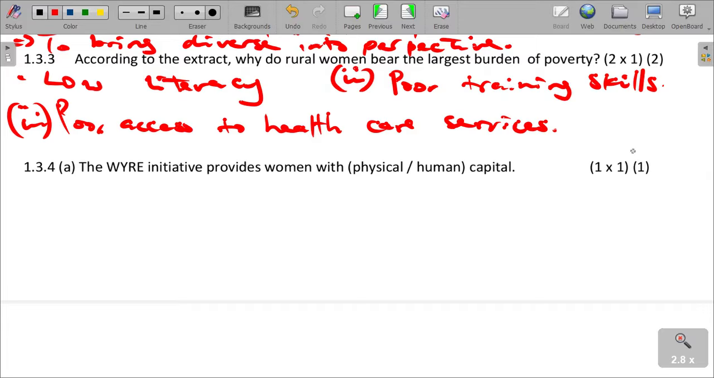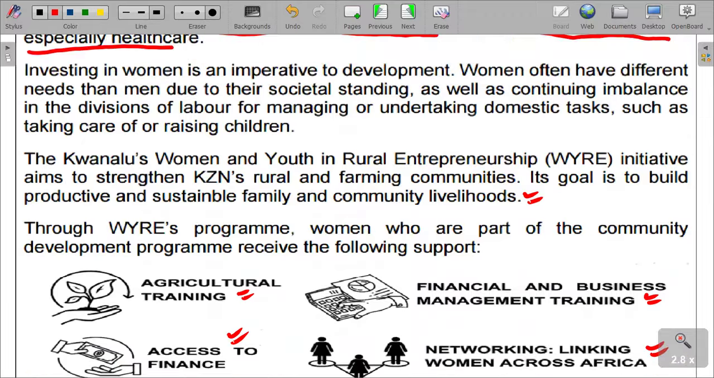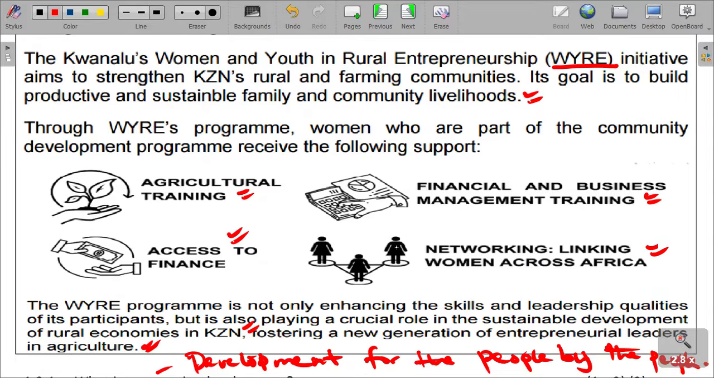We are saying the initiative, if we can go through the essay, we are given that the KwaZulu-Natal Women and Youth in Rural Entrepreneurship initiative aims to strengthen KZN's rural and farming community. Its goal is to build productive and sustainable family and community livelihoods. So those who are part of the program receive the following support. So they are receiving all this support.